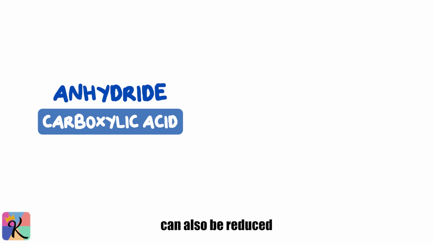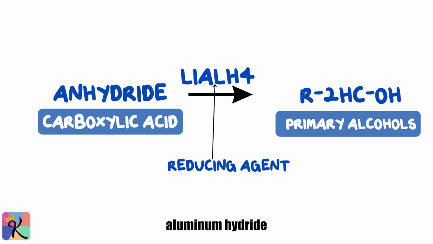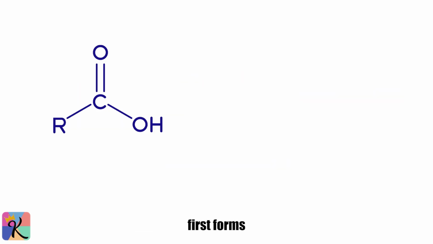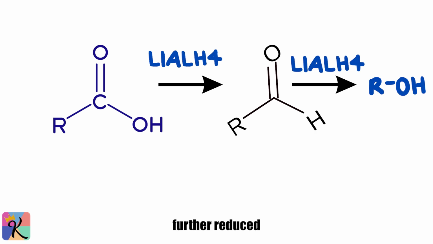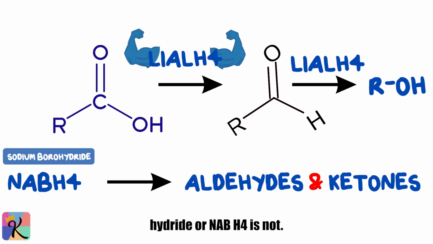Carboxylic acids can also be reduced to primary alcohols. This requires a strong reducing agent, such as lithium aluminum hydride, or LiAlH4. During the reduction process, the carboxylic acid first forms an aldehyde intermediate, which is then further reduced to a primary alcohol. It's important to note that while LiAlH4 is strong enough to carry out this reduction, sodium borohydride, or NaBH4, is not. NaBH4 is a milder reducing agent commonly used in organic chemistry, but lacks the strength needed to reduce carboxylic acids. This distinction is crucial when selecting the appropriate reagent for your synthetic pathway, especially in more complex organic syntheses.